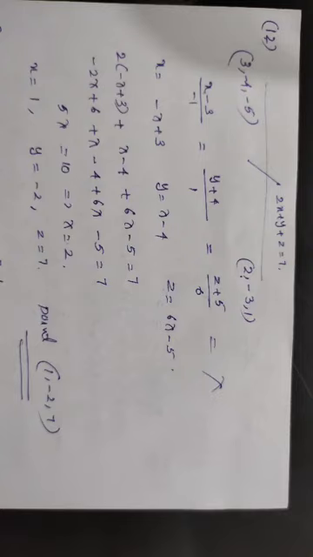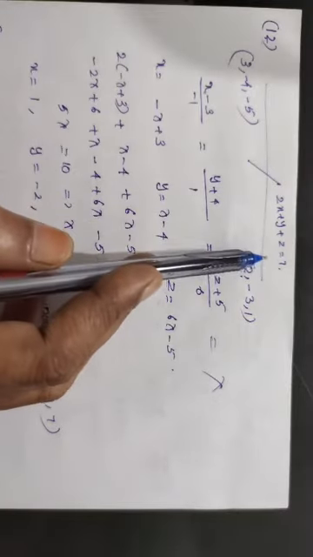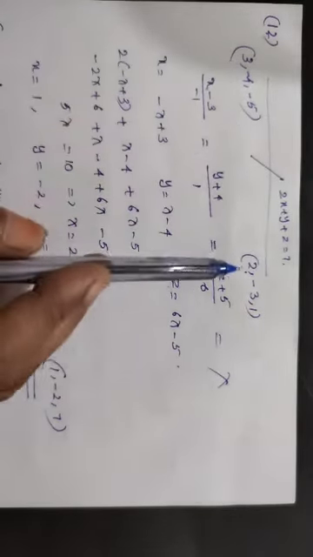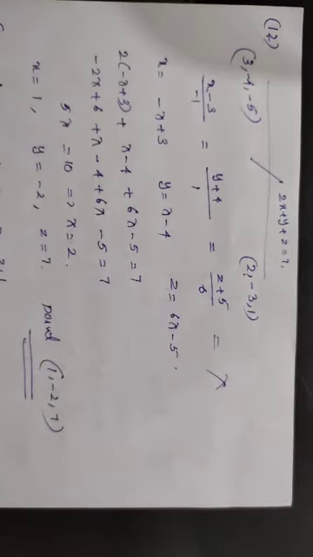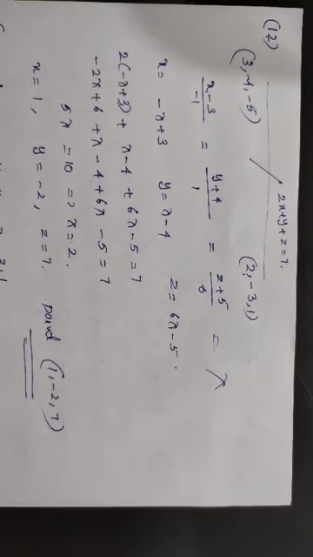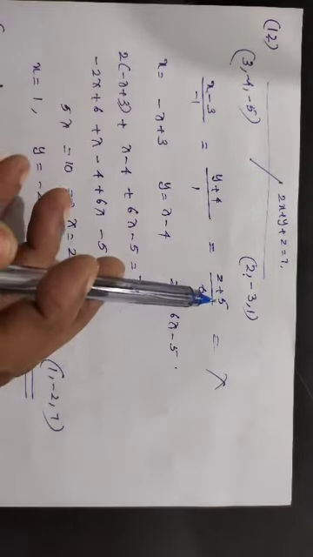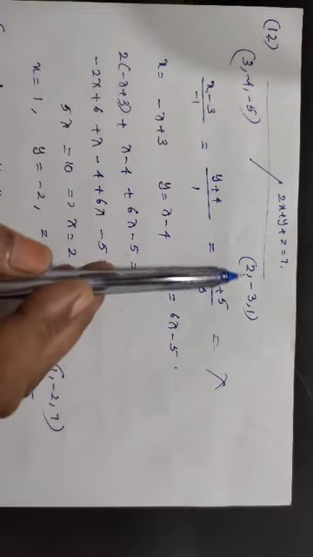Find the coordinates of the point where the line through the points (3, minus 4, minus 5) and (2, minus 3, 1) crosses the plane 2x plus y plus z equal to 7. That is similar to the previous question, but the plane is not a standard plane. It is any plane, 2x plus y plus z equal to 7. First we find the equation of the line: (x minus x1) by (x2 minus x1) equal to (y minus y1) by (y2 minus y1) equal to (z minus z1) by (z2 minus z1). This is x1 y1 z1, this is x2 y2 z2.